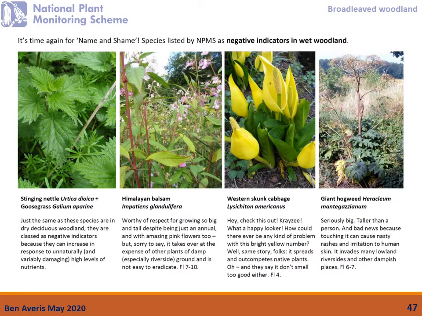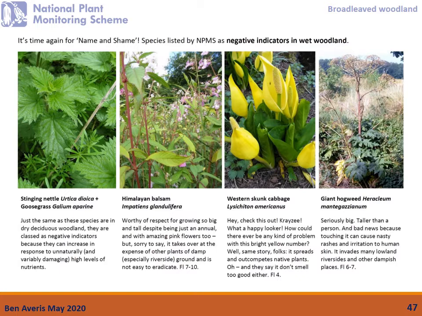Negative indicators in wet woodland. The nettle and the goosegrass again, just as was the case in the dry woodland, and for the same reason, eutrophication and taking over and ousting out other species. And then three different ones here. Himalayan balsam. These are three introduced species.